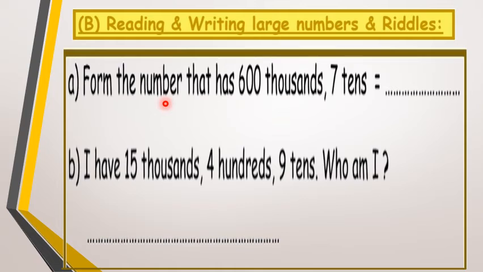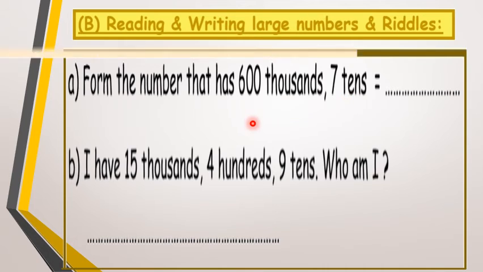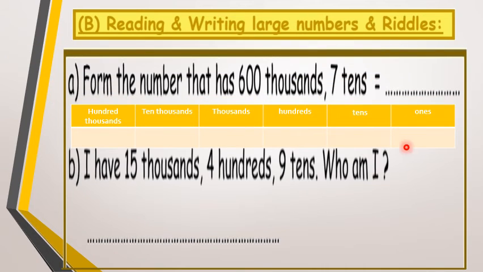Here I want to form a number which has 600,000 and 7 tenths. So I put in the thousands place 6 in hundreds and 0 in tens and 0 in thousands. Do I have anything here in hundreds? No, so 0 hundreds. Do I have anything in tenths? Yes, I have 7 tenths, so I put 7 in tenths, and nothing in ones, so I put 0 in ones. So the number will be 600,070.